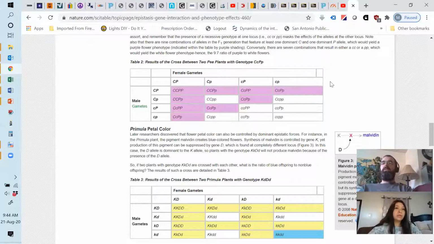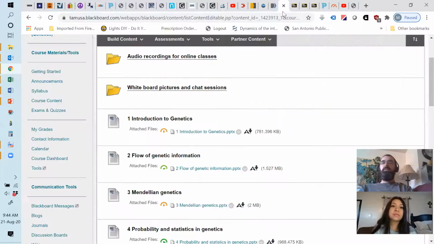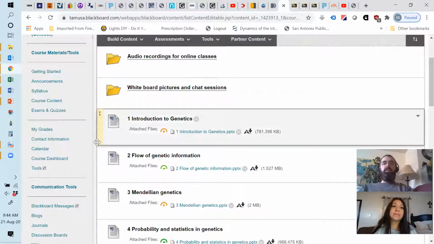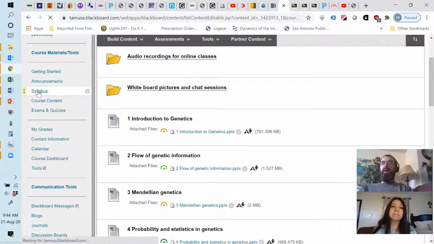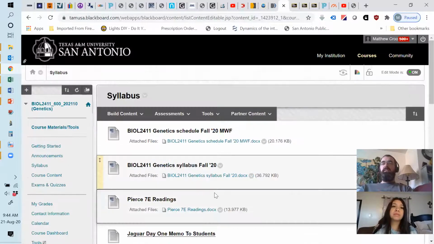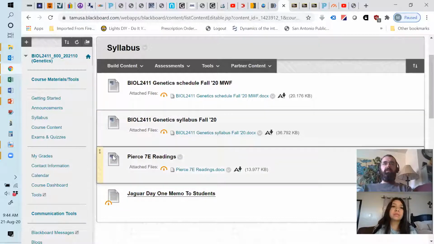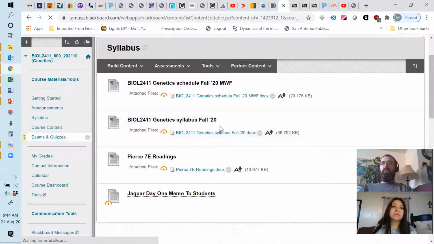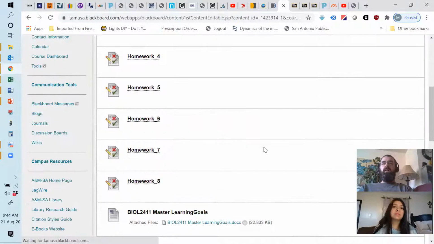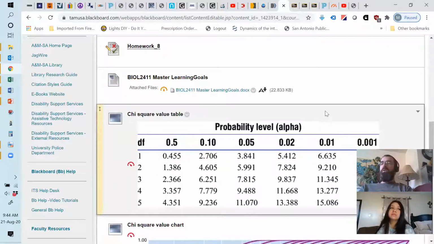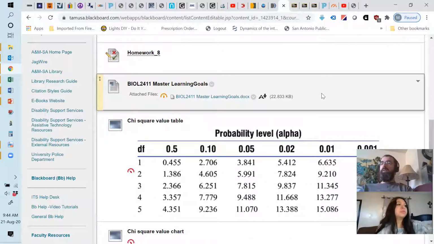Zoom really annoys me sometimes. There we go. You should be able to go back and look at these master learning goals and be able to go, yeah, I can totally explain that.